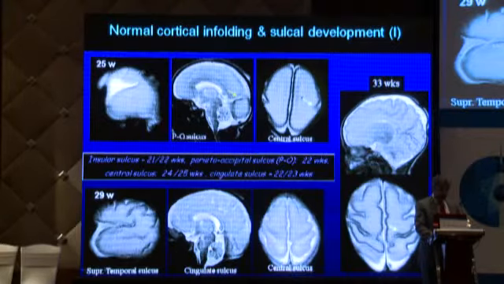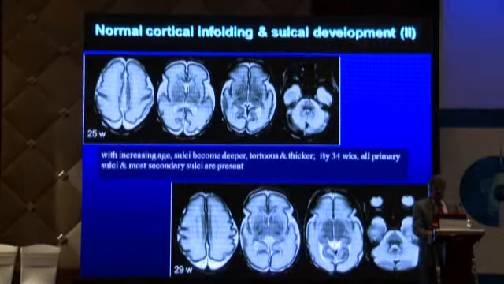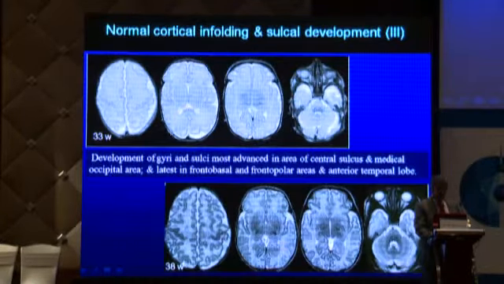As you go on to 29 weeks, you have other primary sulci which develop. At 33 weeks, it looks like this. And then beyond 33 weeks, the sulci develop fairly rapidly. Just to show you how with increasing age, sulci become deeper, tortuous, and thicker. And by 34 weeks, all the primary sulci have developed and most secondary sulci have developed. So this is 29 weeks, and this is 33 weeks. And you can see by 38 weeks, you have many more sulci. They are much more tortuous. They are much deeper.